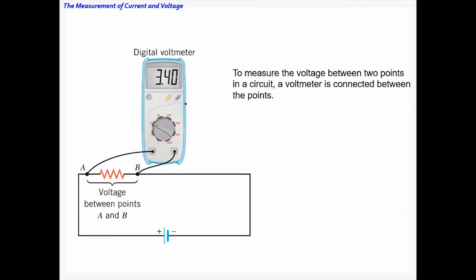Okay, this kind of combination is called parallel combination. P-A-R-A-L-L-E-L. So the voltmeter is connected in parallel. See, this voltmeter and this resistor, they are in parallel.